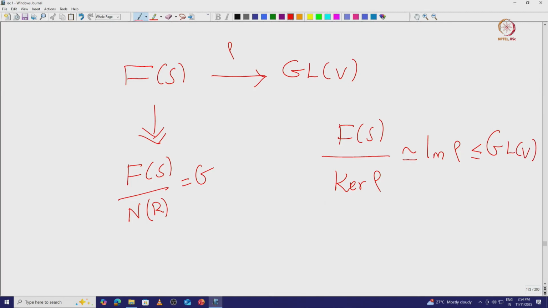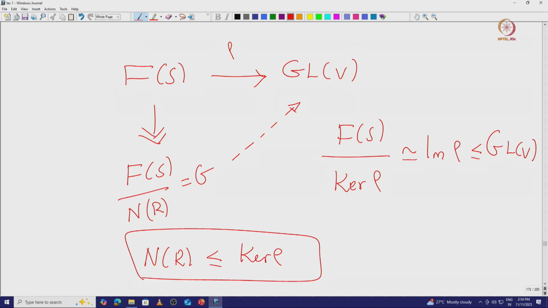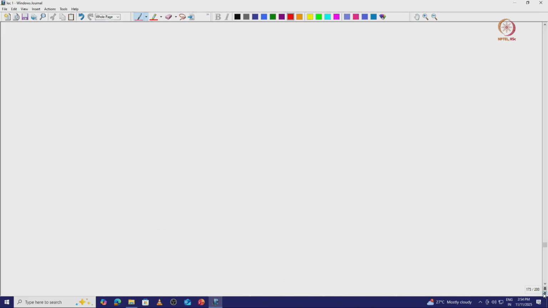So, now we want to have a map from G to GL(V). For that, all we actually need to ensure is that N(R) is indeed contained in the kernel of rho. So, what does it mean in terms of the generators? We have chosen rho of g_i to be M_i, and we have certain relations in terms of these R_i.